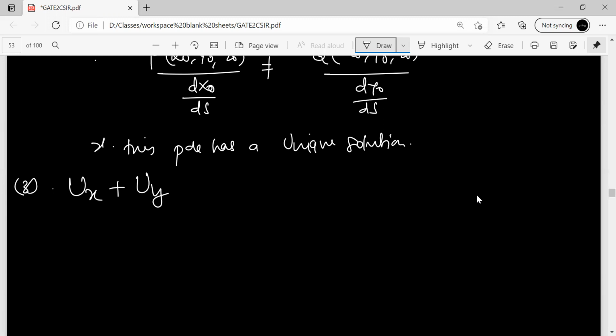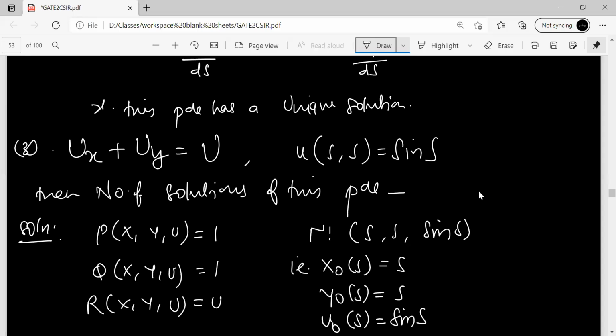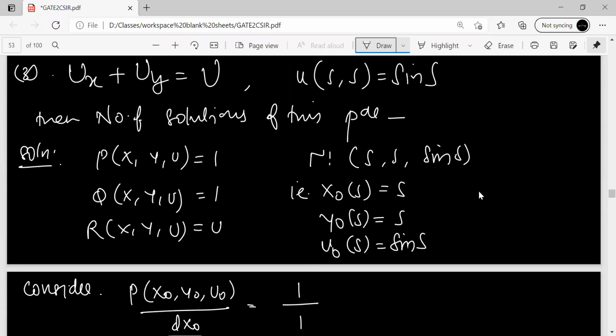ux minus uy equal to u, and you are given u of (s, s) equal to sin s. Then the number of solutions of this PDE? You can try it first, and then let me recall it. In fact, for the time being you can just try and see what you get. So I hope you got the solution, right? If you tried. So here I'll explain.